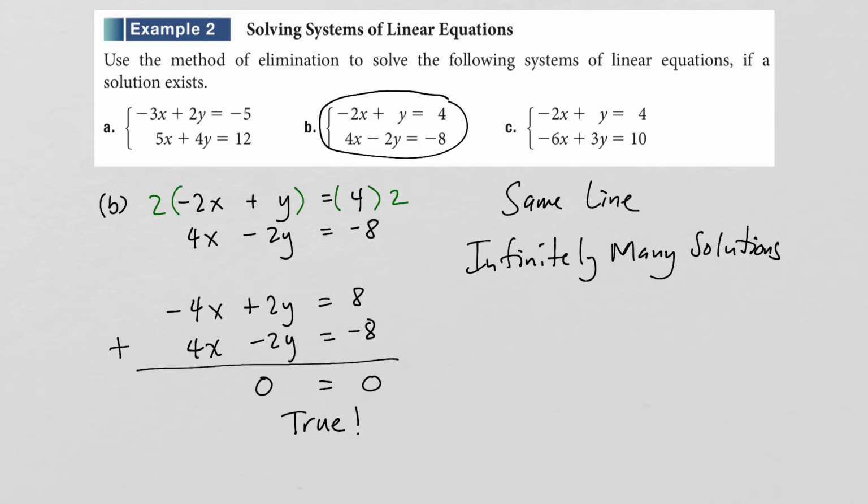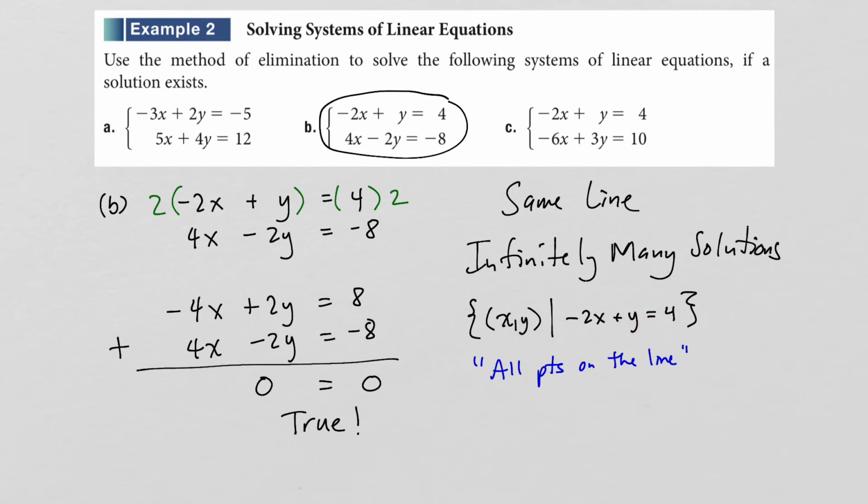One way to do it is to say that the solution is the set of all points x and y, such that what has to be true about x and y is it has to satisfy these equations. But again, these equations are the same, so we can pick either one of these. So I'll just pick the first equation, negative 2x plus y is equal to 4. So we're basically saying here the solution is all points on the line, right? All points x and y that are on this line.